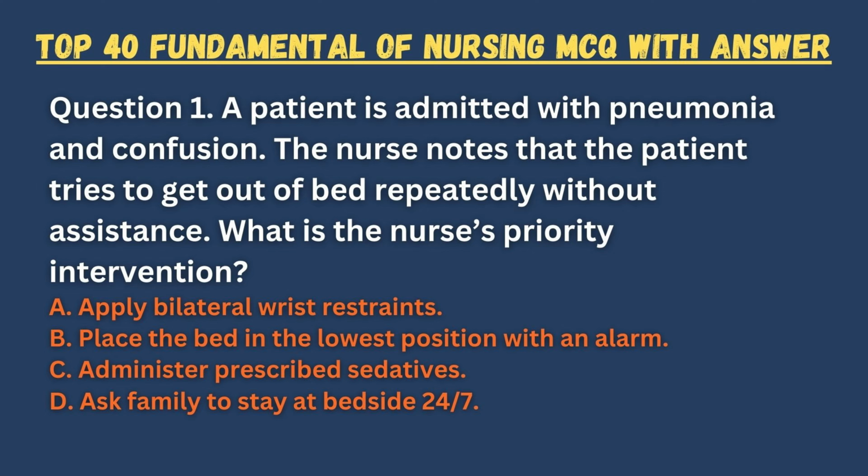Question 1. A patient is admitted with pneumonia and confusion. The nurse notes that the patient tries to get out of bed repeatedly without assistance. What is the nurse's priority intervention?